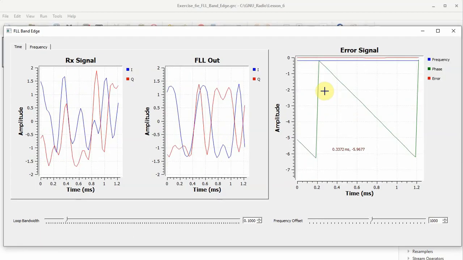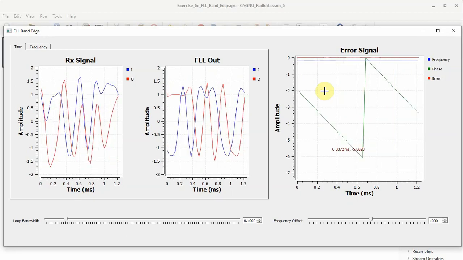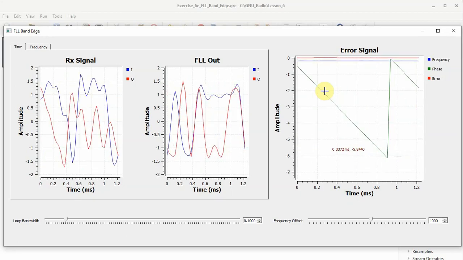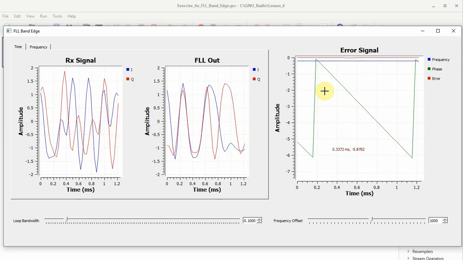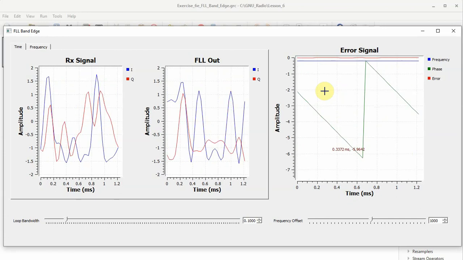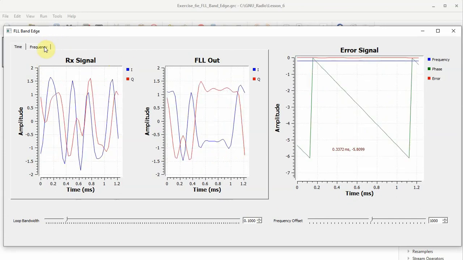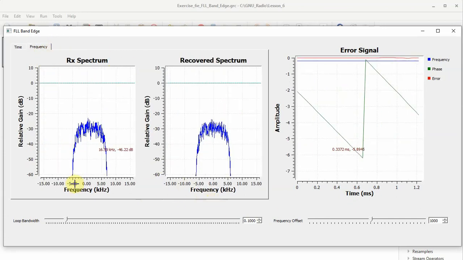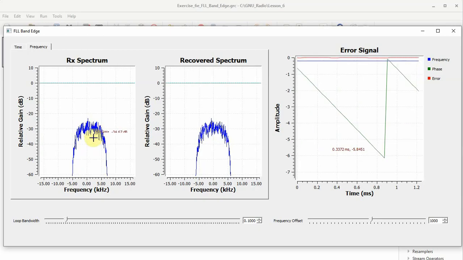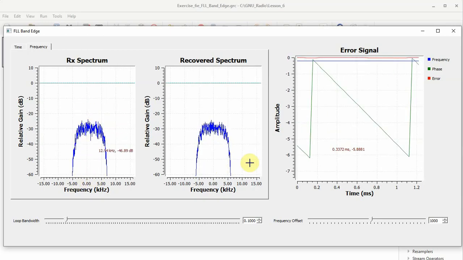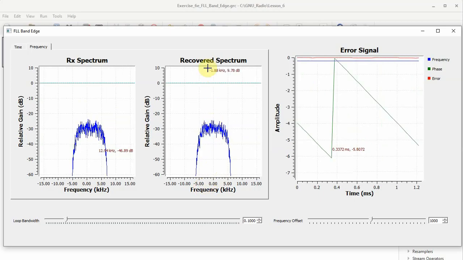This is because the frequency error is 1000 and the sample rate is 32,000, so 1 over 32 multiplied by 2 pi. Let us observe the spectrum as well. We can see that the received spectrum is shifted by 1 kilohertz in this case, and the recovered spectrum is centered around 0 kilohertz.